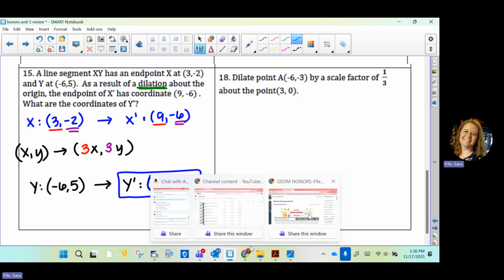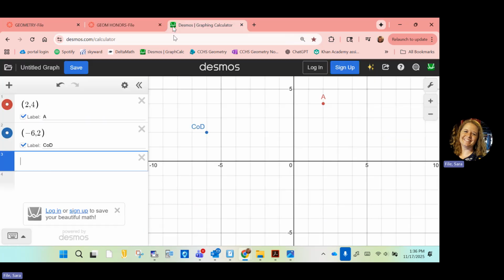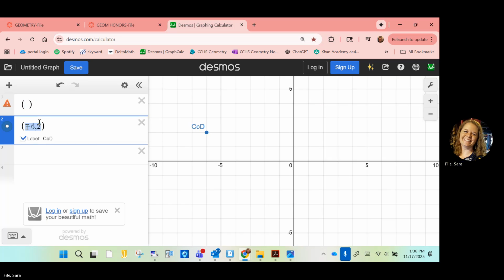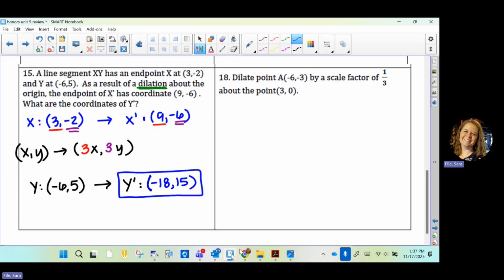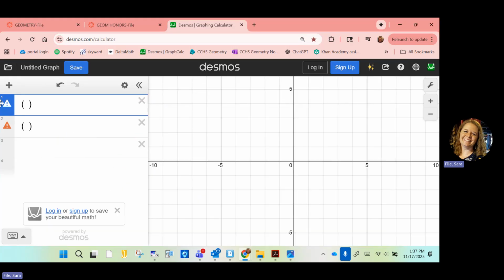You get Desmos scientific, but I'm going to show you on graphing what I would do. And you just do it on graph paper, like you would do this on your paper. Okay. So the point that I am trying to dilate, point A, is at -6, -3.